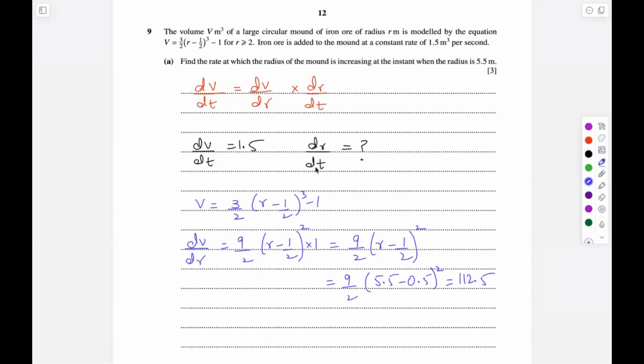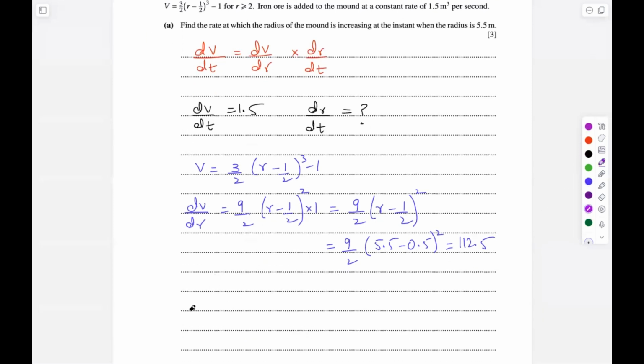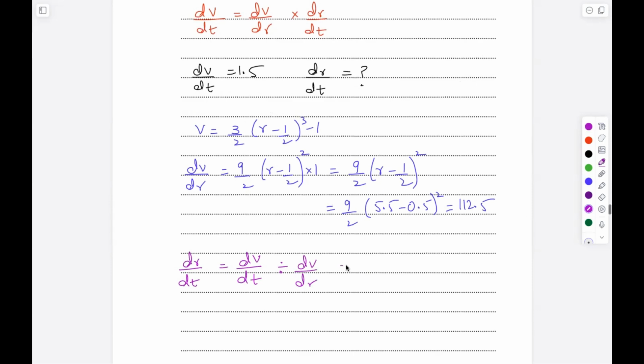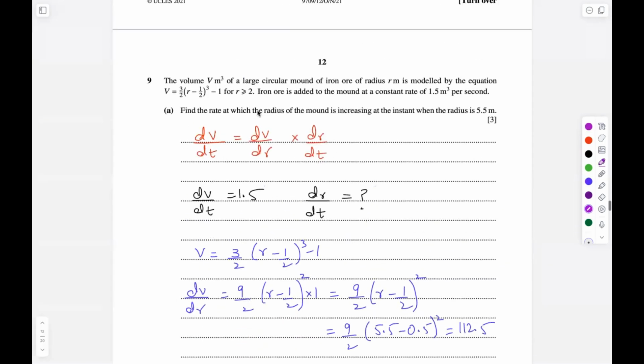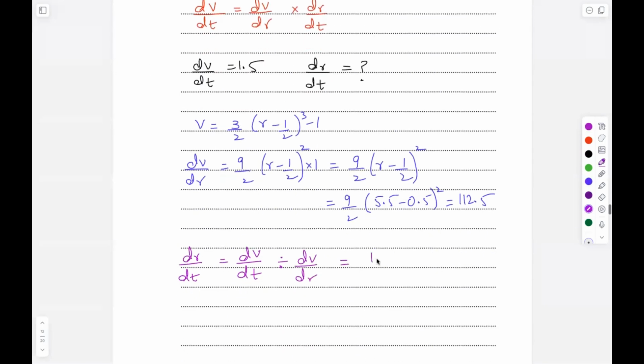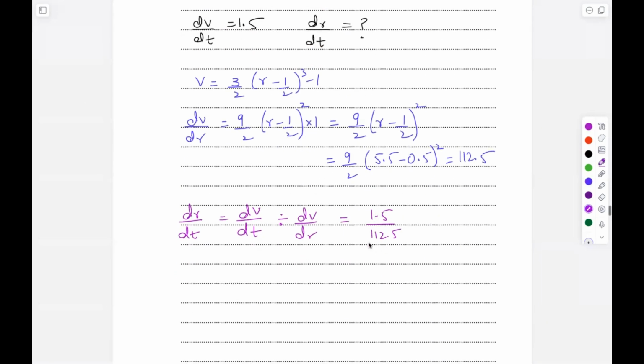Finally, to find the value of dr/dt, dr/dt will be equal to dV/dt divided by dV/dr. We already have the value of dV/dt, which is given as 1.5, and dividing it by 112.5, this will become 1/75. Substituting this in the calculator, the value of dr/dt will be equal to 1/75 meters per second.